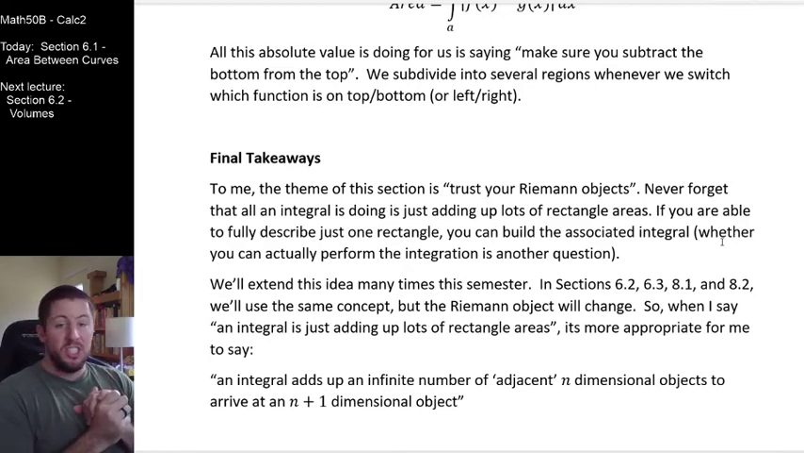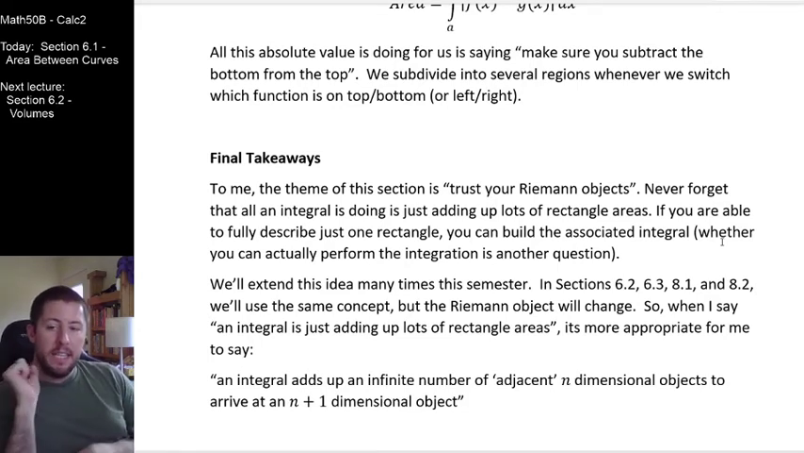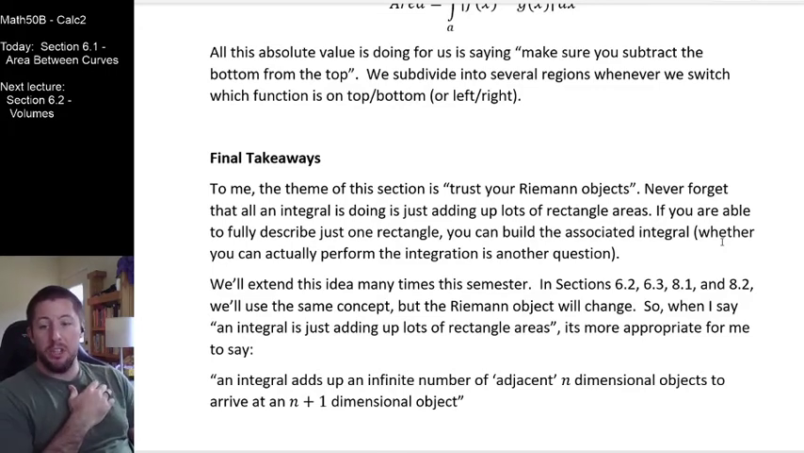Never forget that an integral is just adding up lots of rectangles. That's all we're really doing. So defining the rectangle is key. If you're able to fully describe one rectangle, then you can build the associated integral. Maybe you can't actually do the integration, but that's why there's going to be tons of meaningful times this semester where all I'm going to say to you is state the integral that represents this quantity. Don't perform the integration. In so many cases we can't actually do the integration ourselves, but at least being able to set these things up is for sure important.